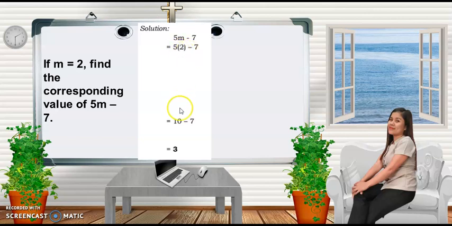So here, 5 times 2 is 10. Then copy the minus and the 7. So 10 minus 7 is 3. Just recall the GEMDAS rule. Remember that the answer here for number 2 is 3.